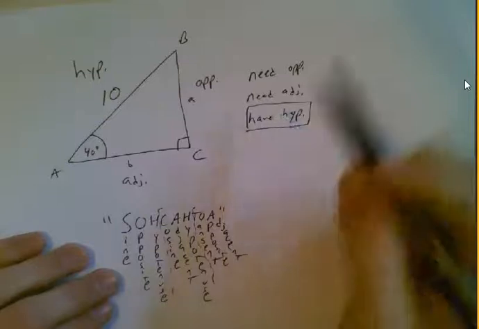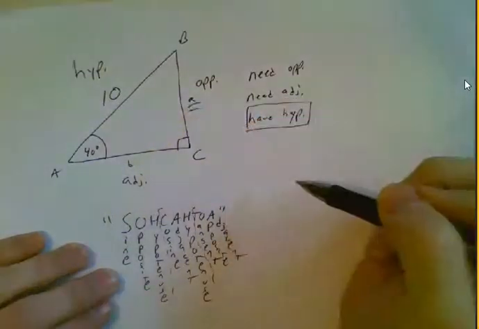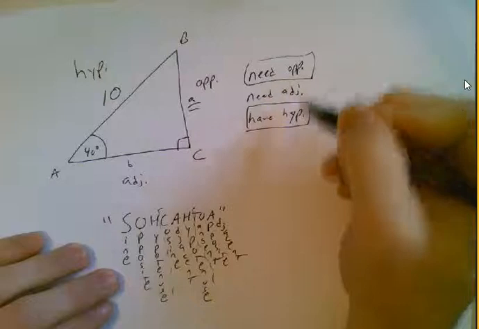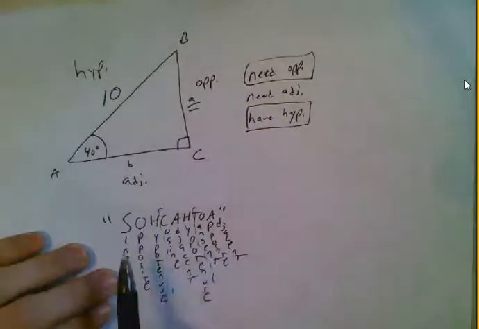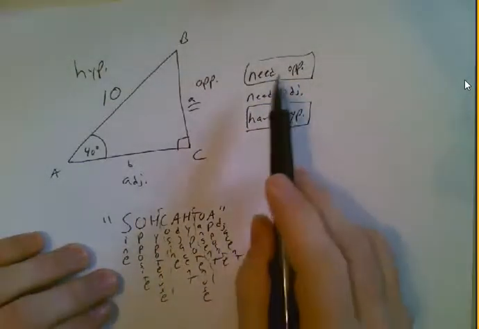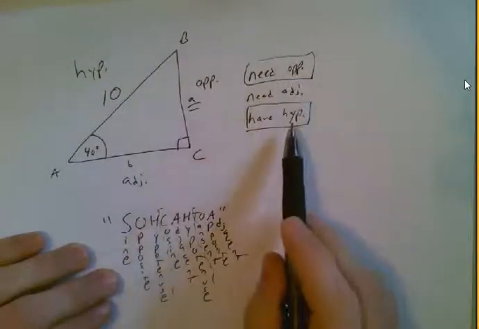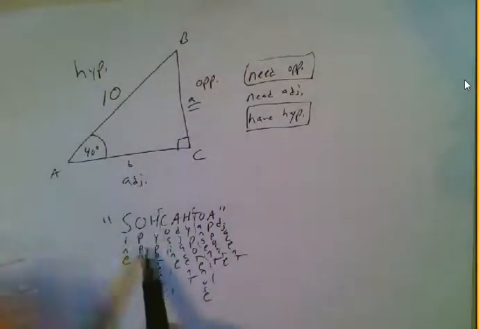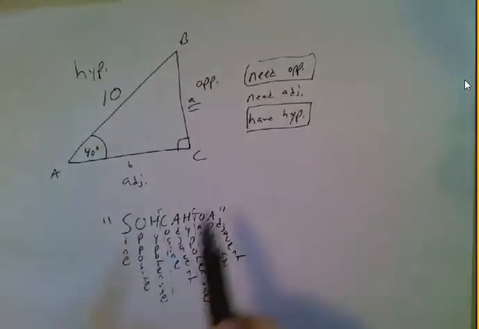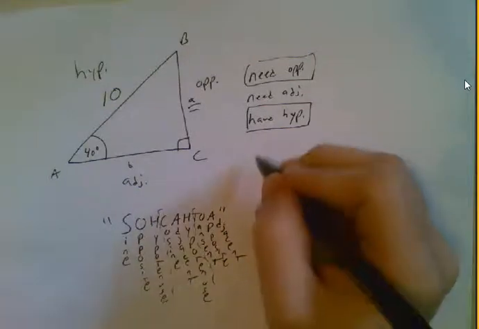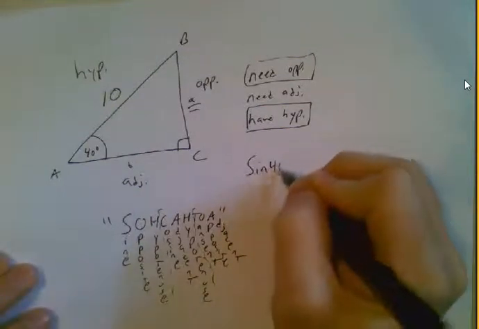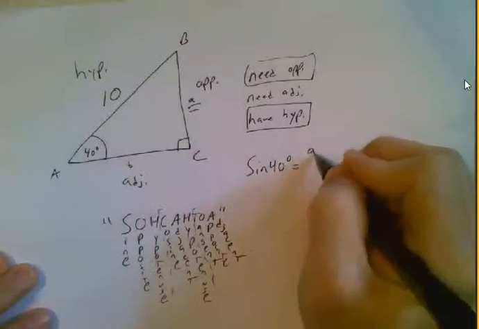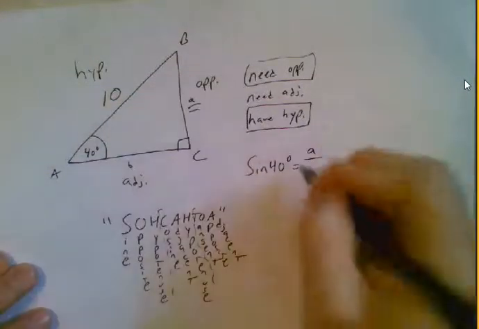So I'm looking at this, and I want to solve for A first. A is the opposite, so I need the opposite. I have the hypotenuse. Which trig ratio uses opposite with hypotenuse? That's definitely the sine ratio. Sine is opposite over hypotenuse. So the sine of the 40 degrees must equal the leg opposite, which is A, divided by the hypotenuse, which is 10.